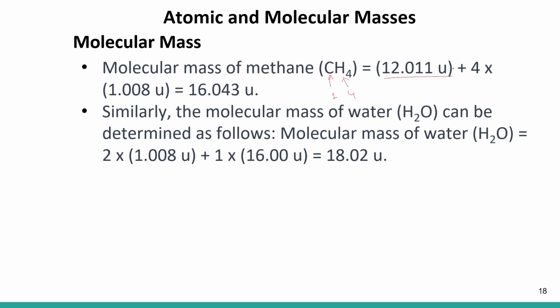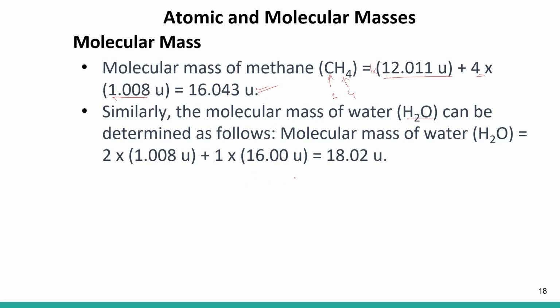We will multiply it by 1. I have not written it here, it is just usual. Now the average atomic mass of hydrogen is 1.008. We will multiply it by 4 because the number of hydrogen atoms is 4, and then we will sum it and we will get our result. Similarly, we can do it for the water molecule also.